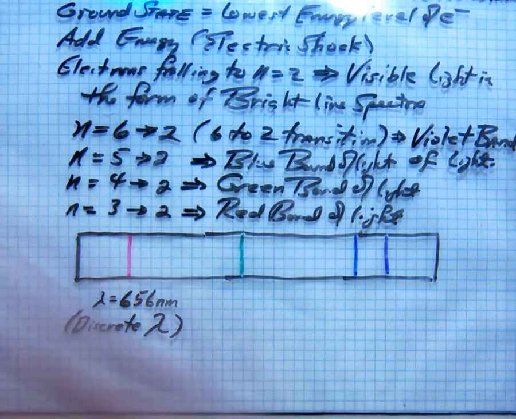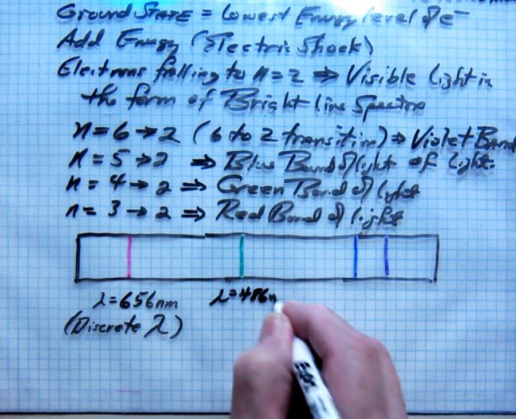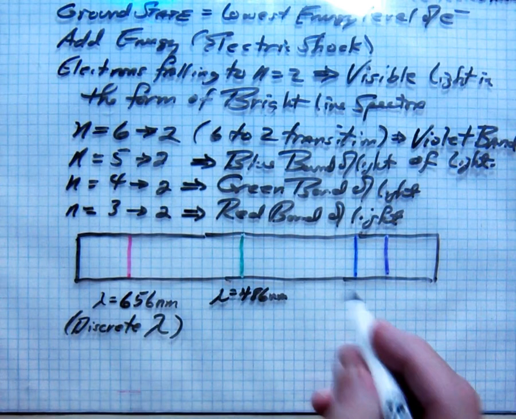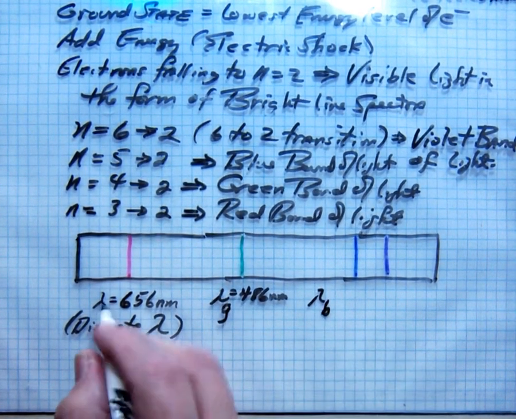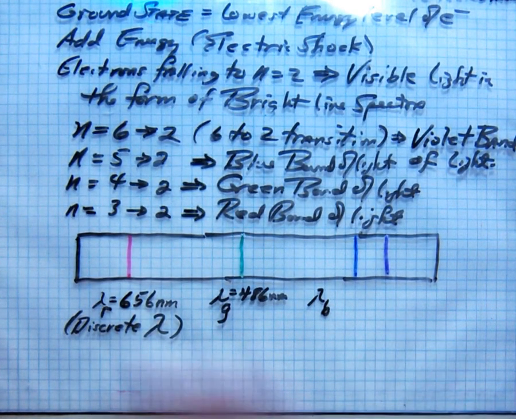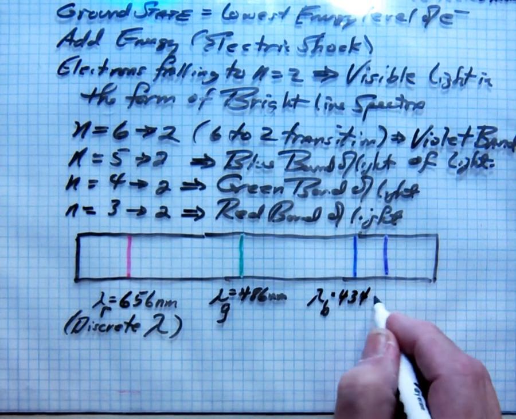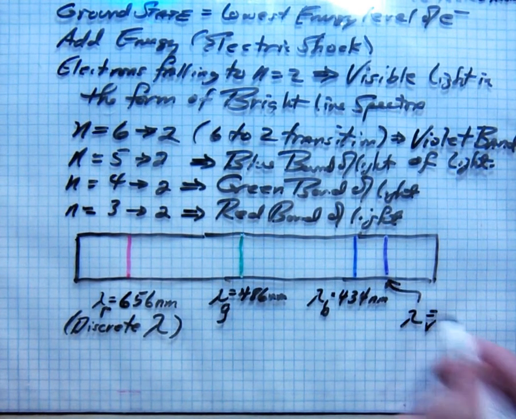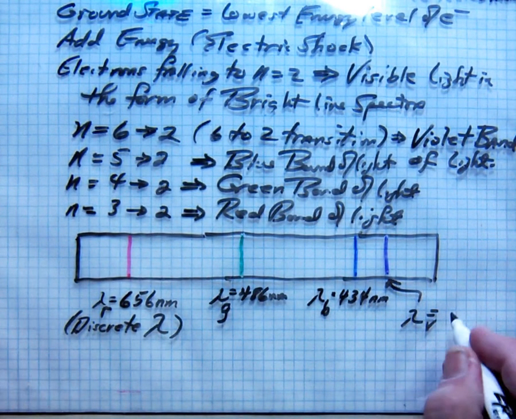The green's 486. The blue line is 410. Actually, 410.1 according to some of them. Let's see, this is the green, and this is the blue. This is the red line, and it was 433. 434, good enough. And the violet line is 400, wait a minute. Yeah, 410, yeah.